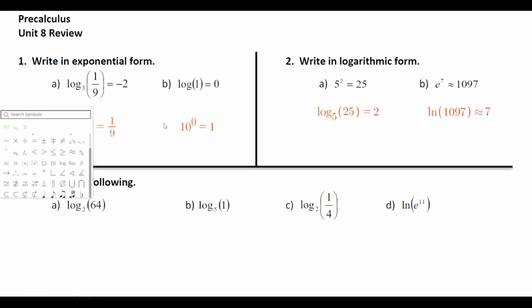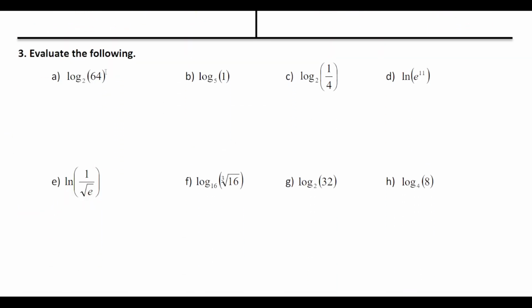All right, so let's move on to number 3. Number 3 says, evaluate the following. So we're going to try to do this without a calculator. I just want to guide you through how to evaluate these. Whenever you're evaluating a logarithm, remember, and I'm going to keep saying this over and over again, that a logarithm is an exponent. So we're looking for the exponent. In this case, we're saying 2 to what power is 64? Okay, so 2 to the 6th power is 64. So since 2 to the 6th power is 64, we can say that log base 2 of 64 is 6.